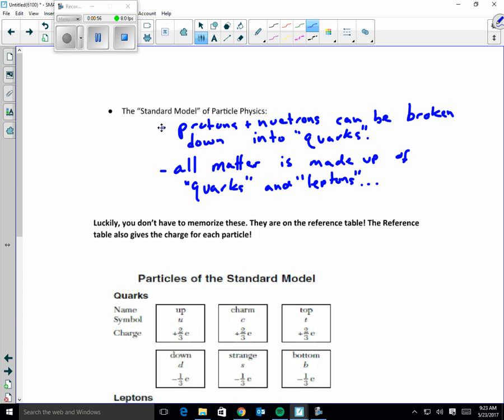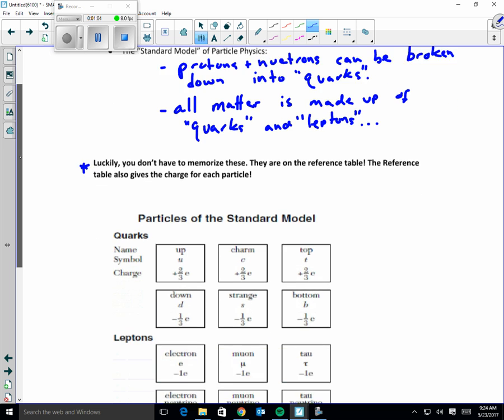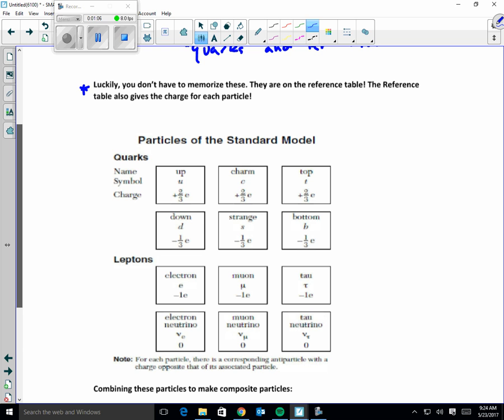Okay, and they have very strange names like the up quark and the charm quark or the tau lepton, but they're things you're going to have to memorize. They're all on the reference table. Okay, so a very simple question actually is, what is the charge on a charm quark? If you look at the reference table, on the charm quark right here, the charge is plus 2/3 of an electron. It's a little strange because we said that you always have to have whole numbers of electrons, but quarks are actually fractions of electrons.